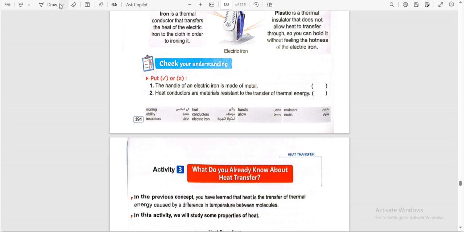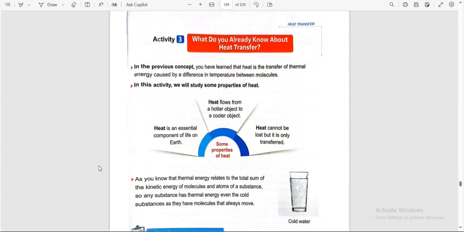So let's take a look at these questions. The handle of an electric iron is made of metal. Is that true or false? That's definitely false. Second, the heat conductors are materials resistant to the transfer of thermal energy. True or false? That's also false, because they are good conductors, so they allow heat to transfer. Good.